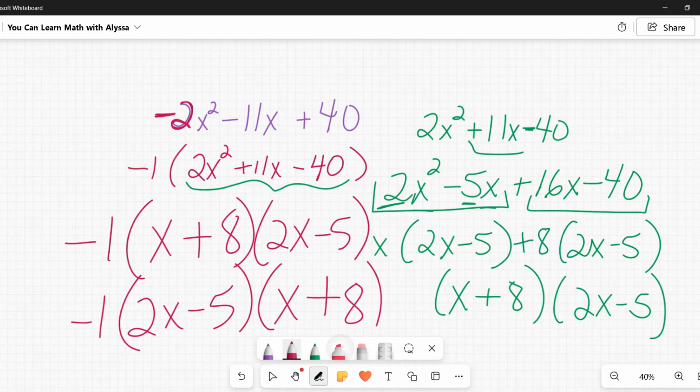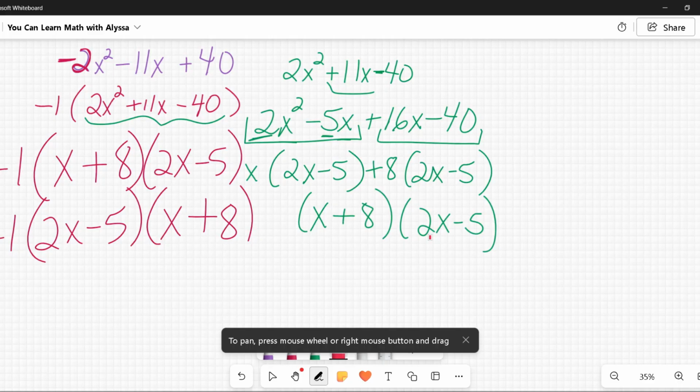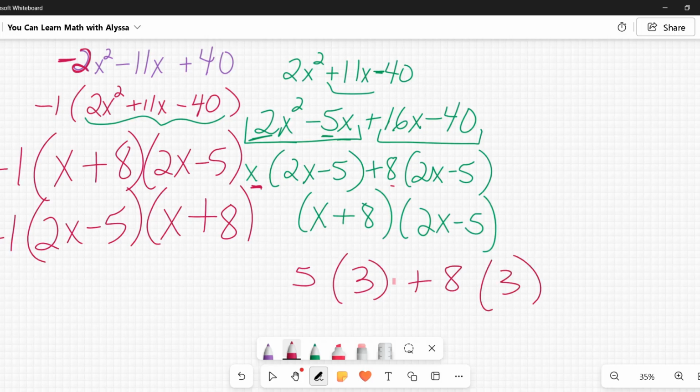As a little side note, if you are wondering why this works, why can we do that? Even though the binomials that we're dealing with look a little funny, a little different, look at it this way. I'm going to replace this x with a 5, and this 2x minus 5 with just a 3. And the 8 I'm going to leave alone. I'm going to replace that 2x minus 5 with another 3.